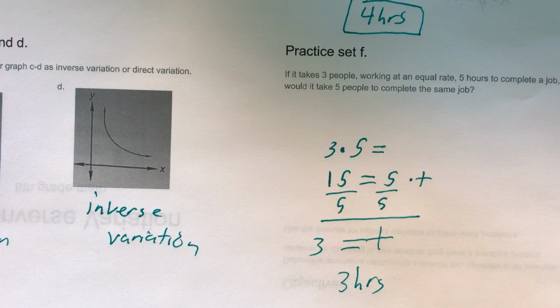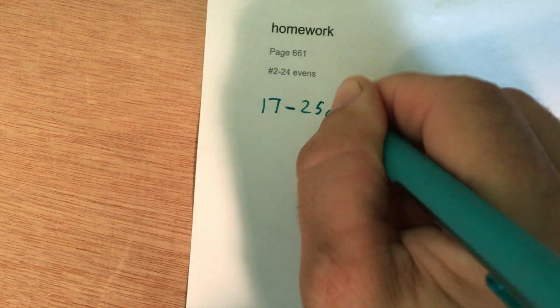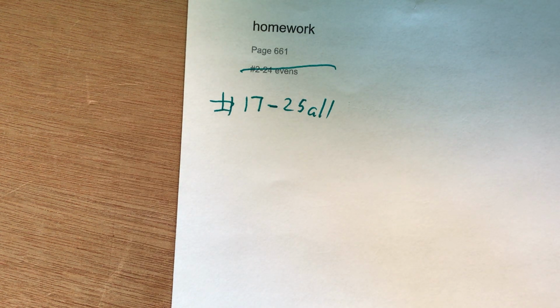And I tried to zoom in so you guys could see a little better. Homework. I went to evens. We'll go 17 through 25 all. We'll change that, so scratch that. We're going to go to that.